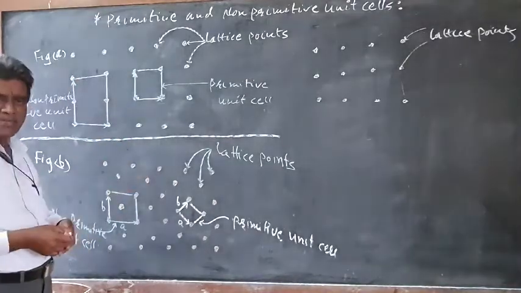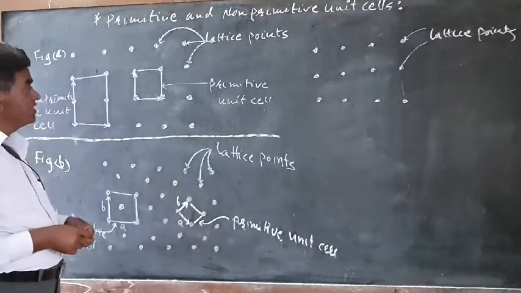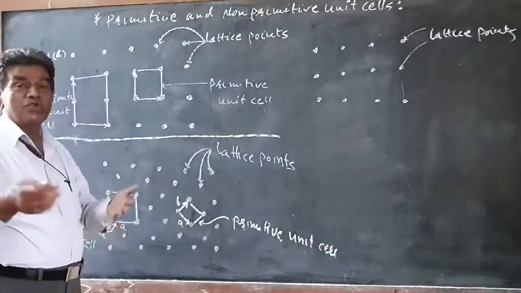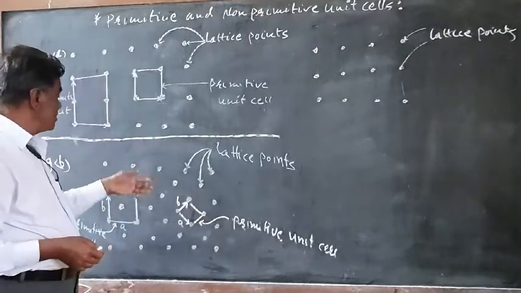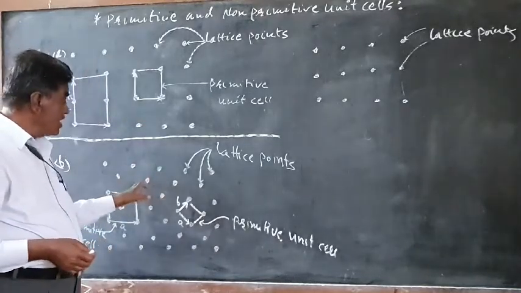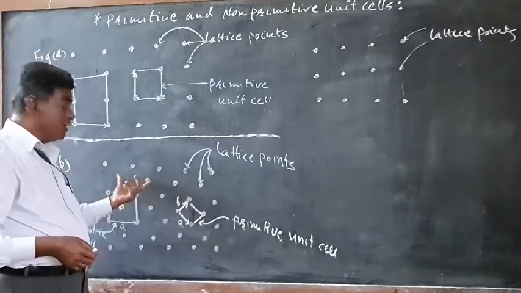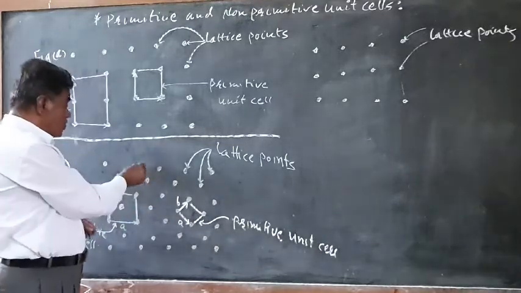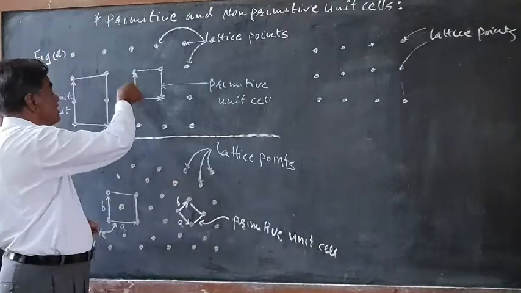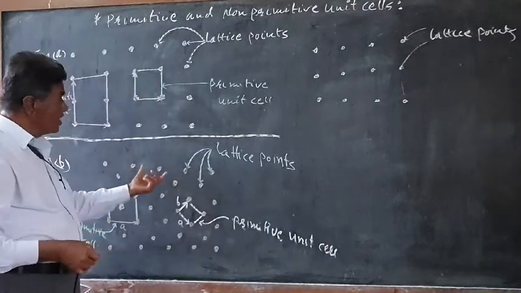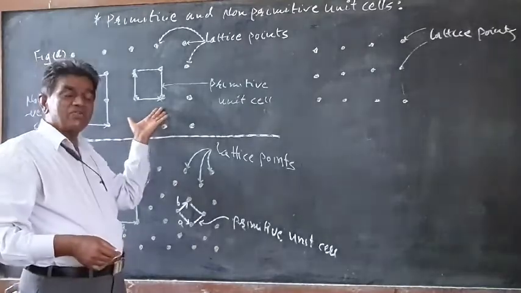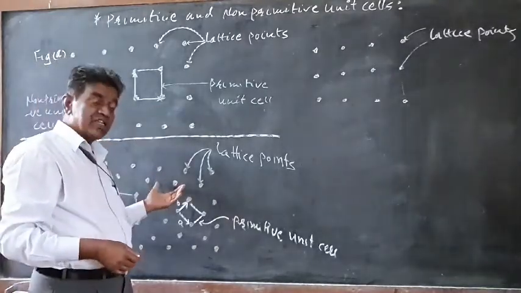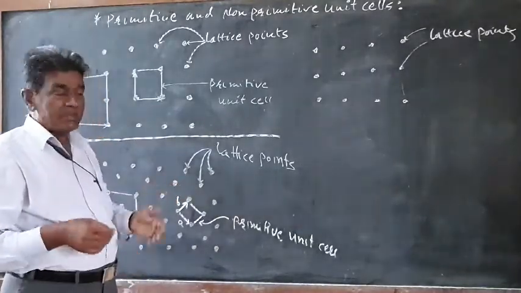There are so many ways of arranging the points in space which lead to the definition of the space lattice. This is one type, and this is another type. Here also every point should have an identical surrounding in both cases. So this is also a two-dimensional space lattice.